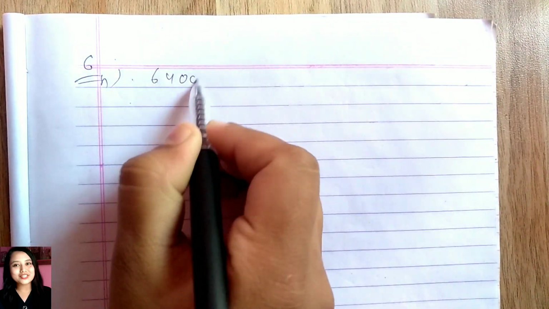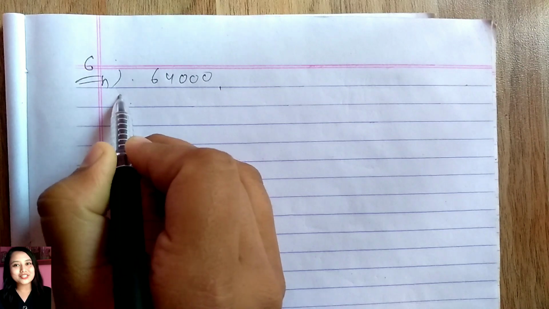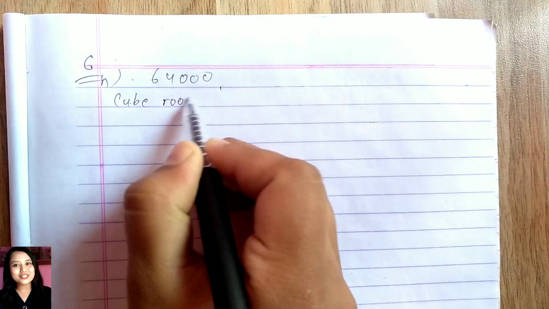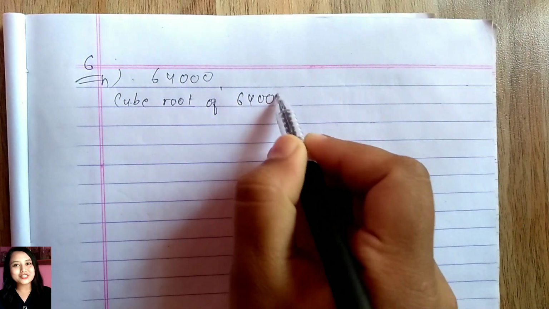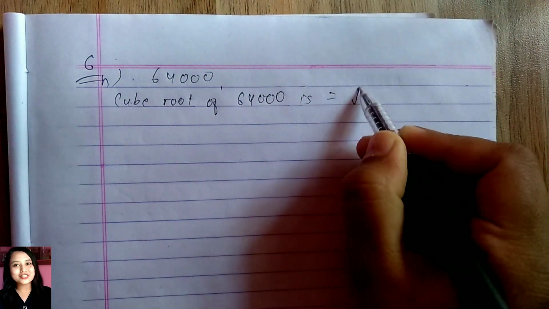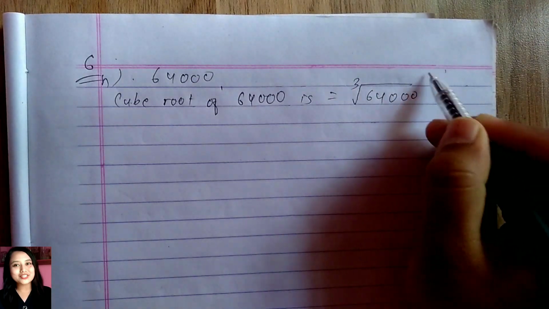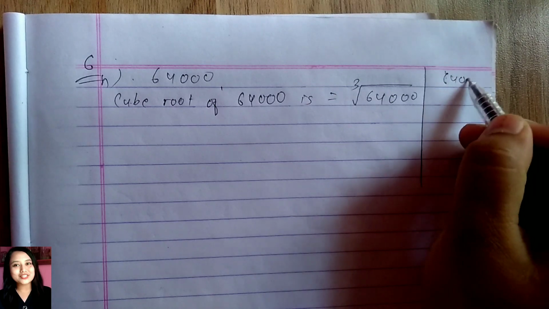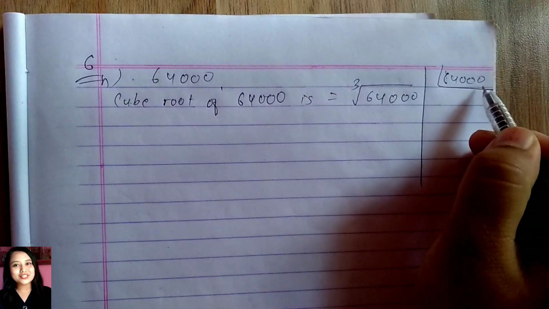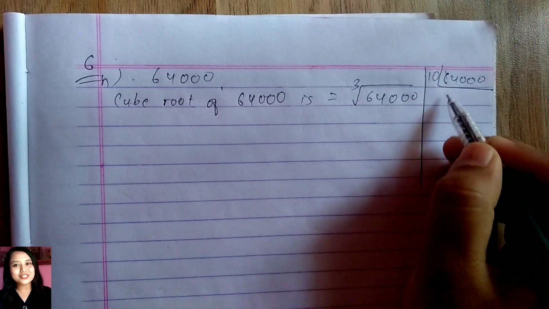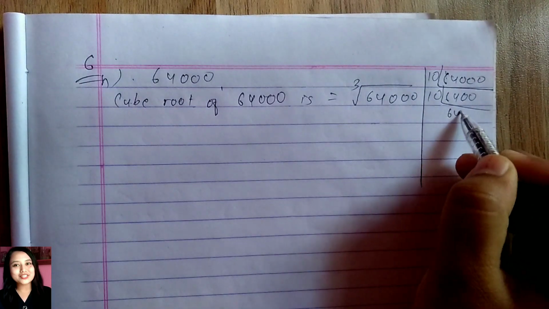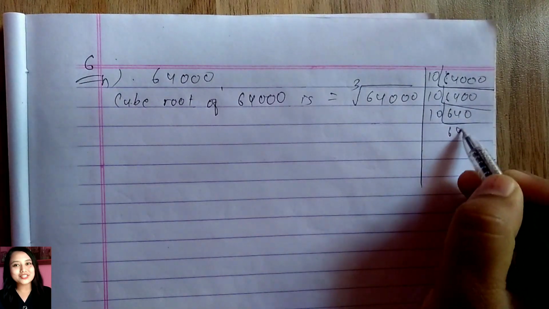Similarly, in question number 6, what is given? 64,000 is given, and you have to find out the cube root. Cube root of 64,000 equals root under cube 64,000, you have to write now in rough. Okay, 64,000, as I said, when there is a 0 at last, then you can divide directly by 10. So 6400, then after 10, then 640, then again 10, then 64 will be there.